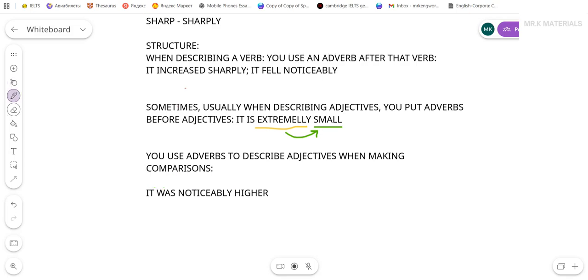So what happens now? All right, I have my noun, it. I have my verb, was. Then I have an adverb, and I have an adjective. My adjective describes my it, and my adverb here describes the word higher. It adds more information for my adjective here. Usually only in these cases, you will use adverbs to describe or give more information about adjectives.